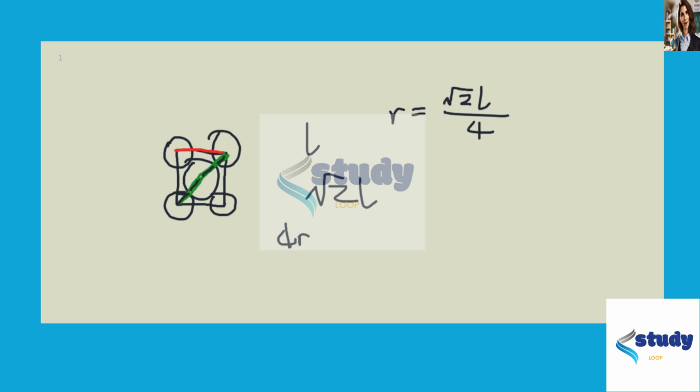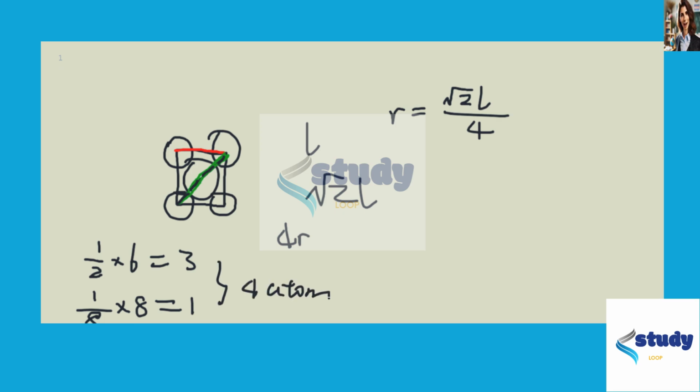So now we need to know how many atoms are in a unit cell of a face centered cubic. So each face is 1/2 of an atom. We have 6 faces, so it's 3 atoms. And each corner is 1/8 of an atom, times 8 corners is 1. So in total, we have 4 atoms in this face centered cubic.